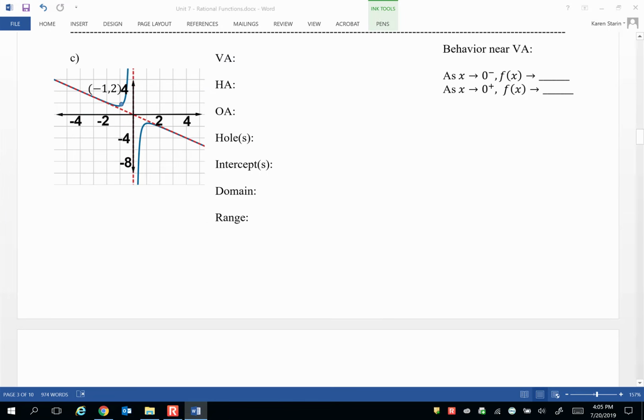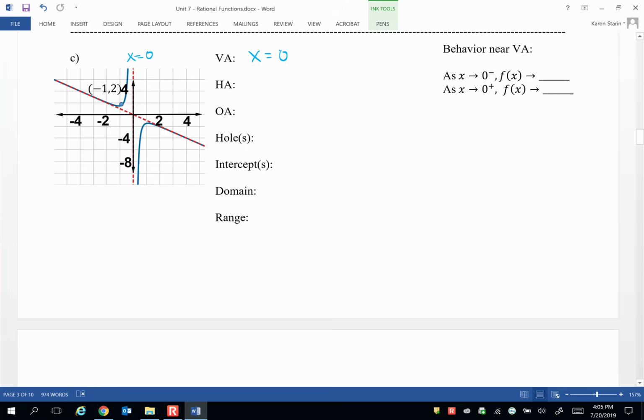Example C. Let's look at this graph and read all of the information. I see a vertical asymptote. It's a little bit hard to see, but I see there's a vertical asymptote at x equals 0. It's actually the y-axis.